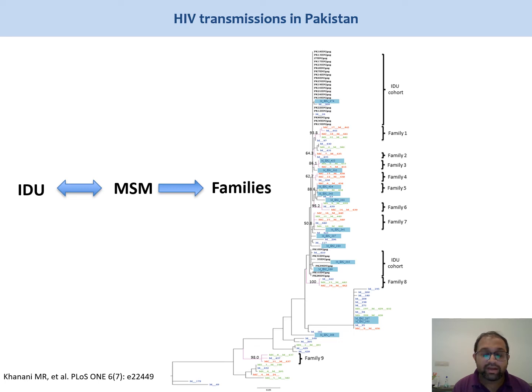So from here, I'm going to switch gears a bit and talk about HIV transmissions in Pakistan. This is another arena which is really underexplored and also fairly complicated and diverse. So the figure you are seeing on the slide is actually a phylogenetic tree.